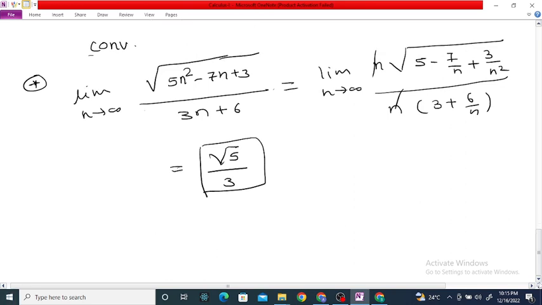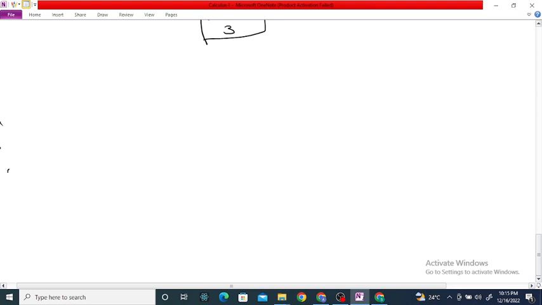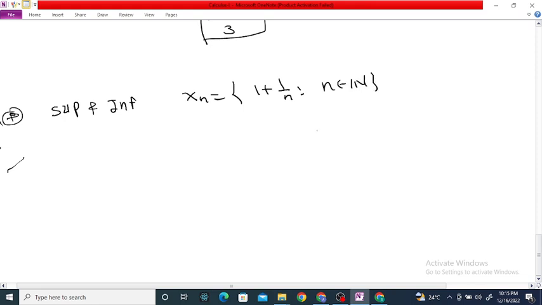The next, we want to find the supremum and infimum of the sequence xn equal to 1 plus 1 by n, where n belongs to N. So if we determine the first few terms, for n equal to 1, it is equal to 2. For n equal to 2, this is equal to 1 plus 1 by 2, 3 by 2. For n equal to 3, this is 4 by 3. For n equal to 4, this is 5 by 4. And then n equal to 5, this is 6 by 5, and so on.